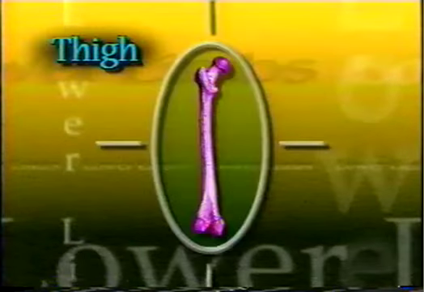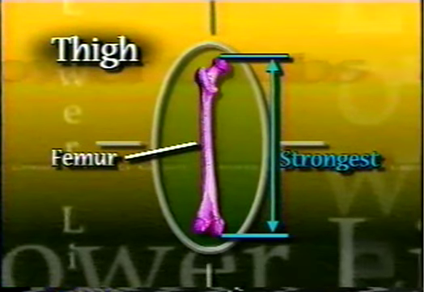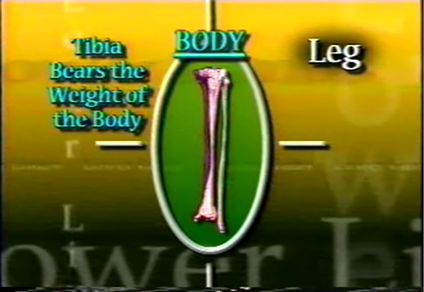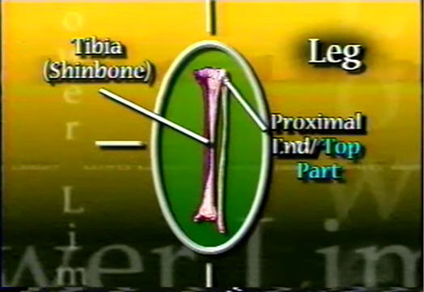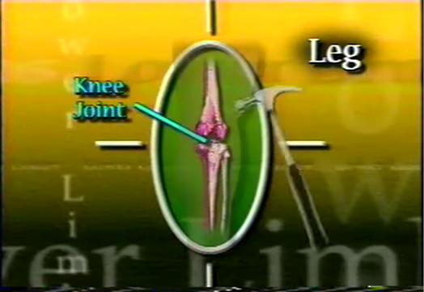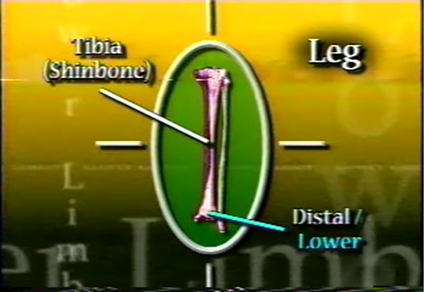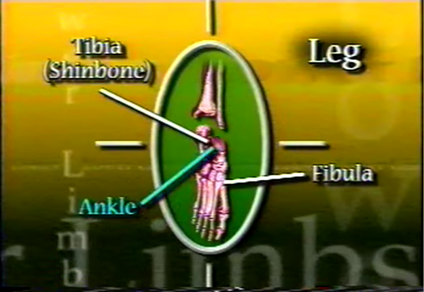The only bone in the thigh is the femur, which is the largest, longest, and strongest bone in the body. The leg is made up of the tibia or shin bone and the fibula. Only the tibia bears the weight of the body, which is transmitted from the femur to the foot. The proximal end of the tibia, or top part, articulates with the femur to form the knee joint, which is protected by the knee cap, or patella. The distal, or lower end of both the tibia and fibula connect with the foot to form the ankle.